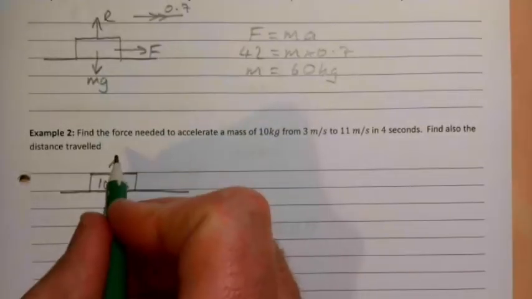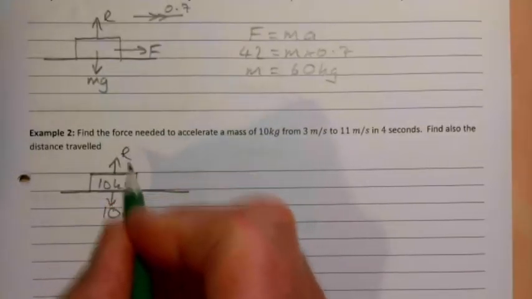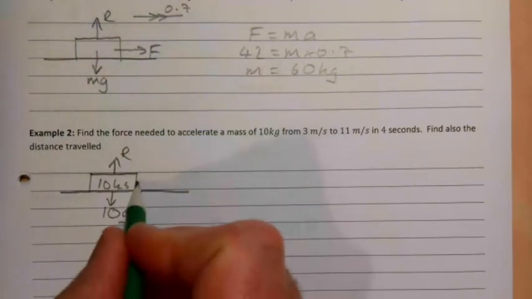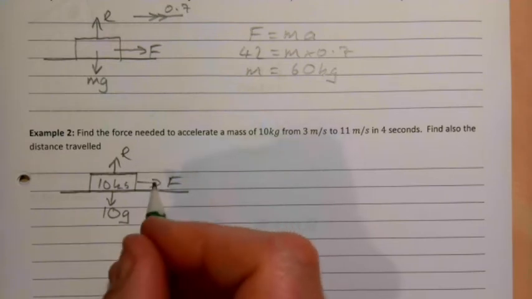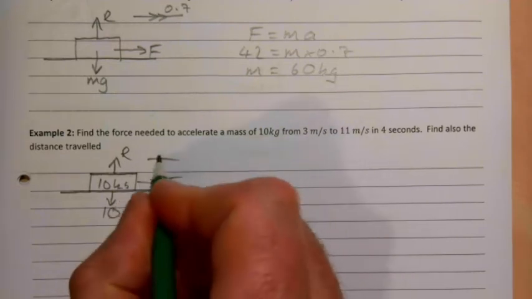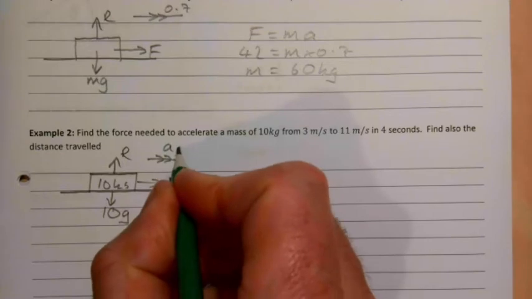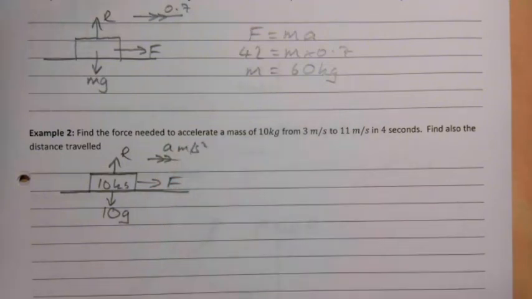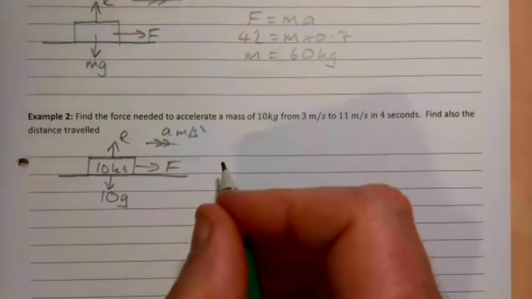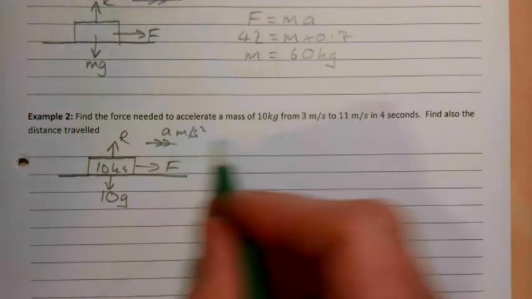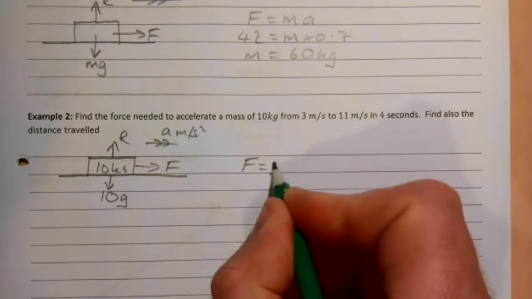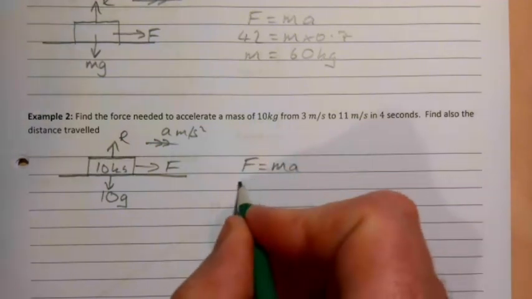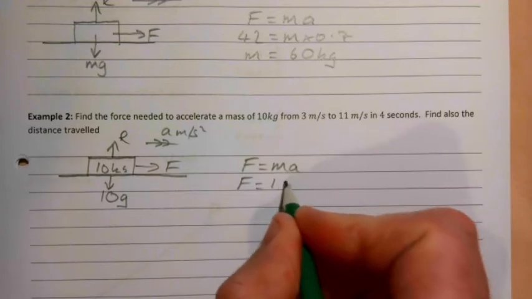Normal reaction, you can see nothing because of my hand here, so we'll try and move it down, maybe that's a little bit better. That's R, and then my force is acting like this, and the acceleration we don't actually know at the minute, so we're going to write a meters per second squared. We're going to work out a using UVAST because we have the information for it, but we'll start with our F equals ma here. F then equals 10a.